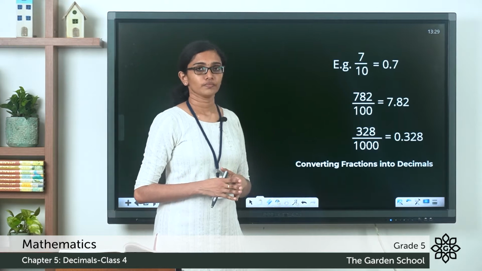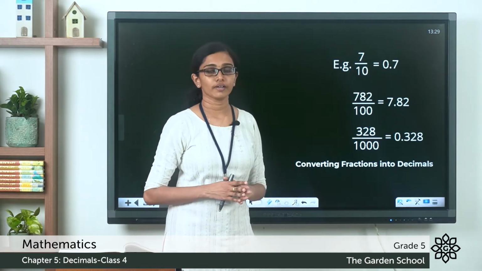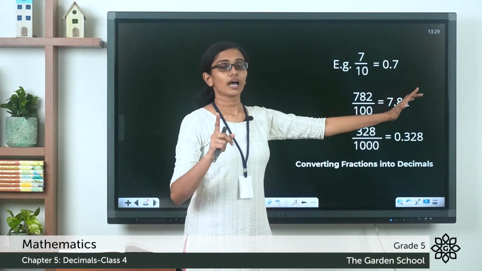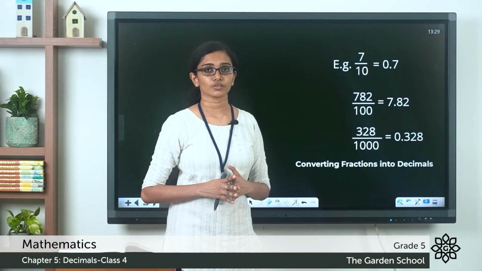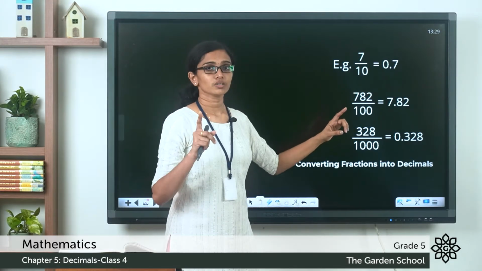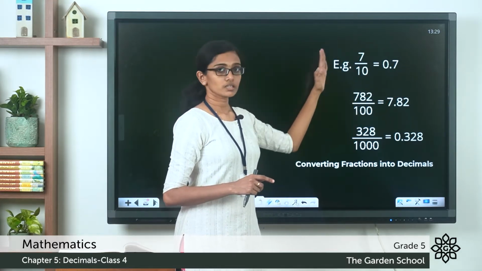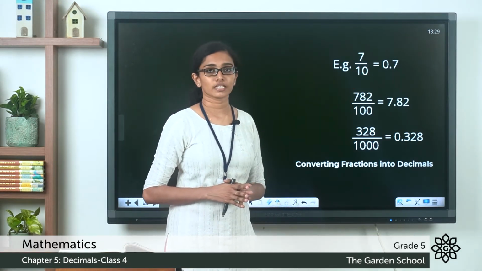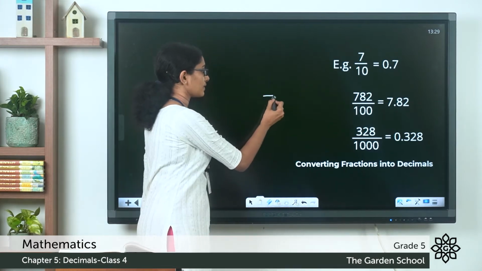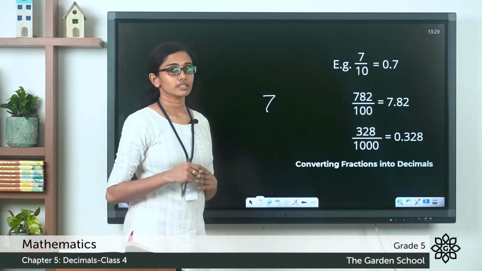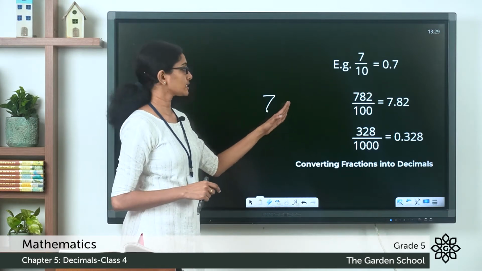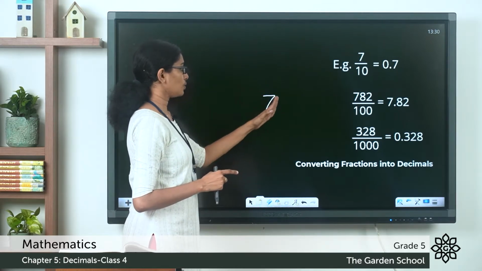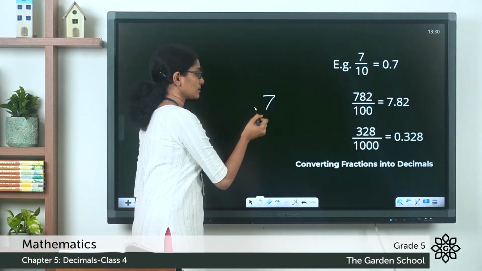1 0. So first you write the given numerator, then from the right of the given number, count as many places as the number of zeros. So you have 1 0 here, so count one place starting from the right and move towards the left. And then there you put the decimal point. So first you write 7, and since the denominator is 10, you count one place starting from the right and moving to the left. So you count 1 and move towards the left, you put the decimal point here.